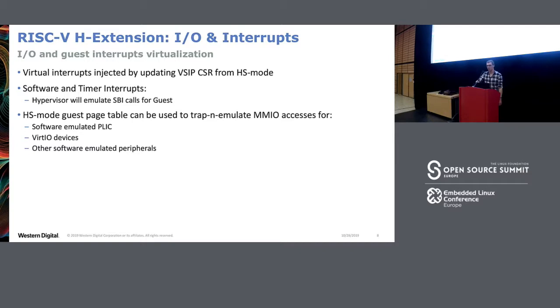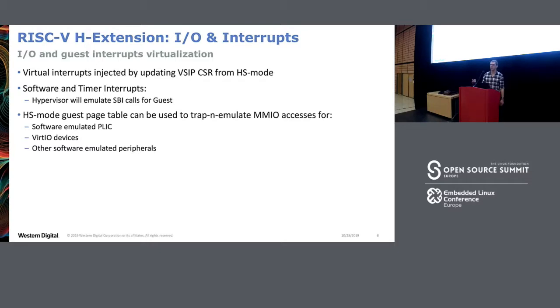And IO and interrupts. Before anyone asks later, the RISC-V hypervisor extension does not have virtualized interrupts or an IOMMU. It's just not spec'd out there. And there are no implementations, at least publicly. So the interrupts are injected from the hypervisor to the guest using the vsip. SIP is the interrupt pending CSR for the OS. The vsip is your guest interrupt pending. So the hypervisor writes into the guest interrupt pending, then transitions to the guest, and the guest then gets an interrupt from the interrupt pending.